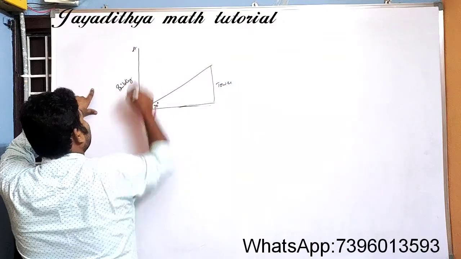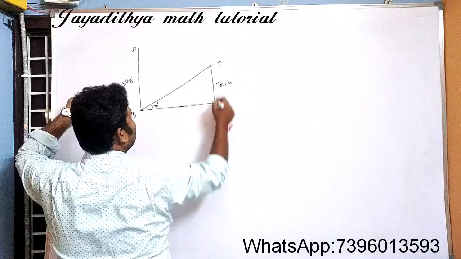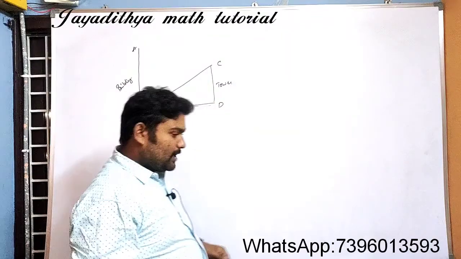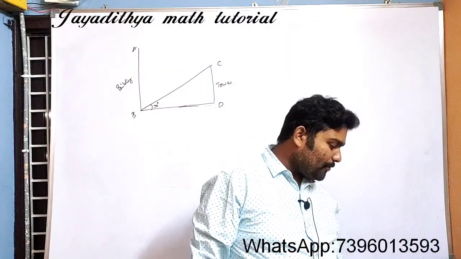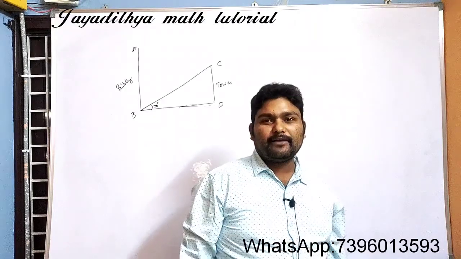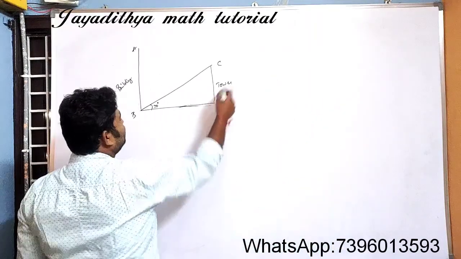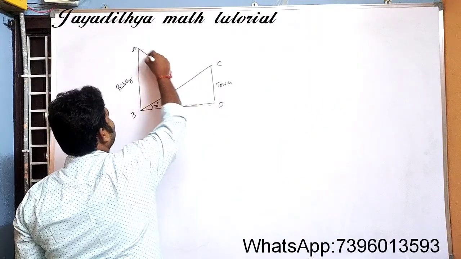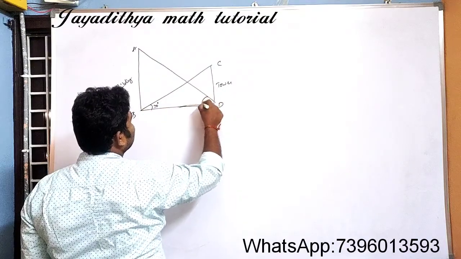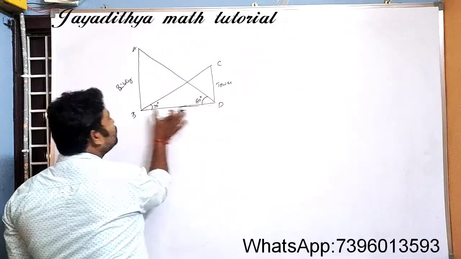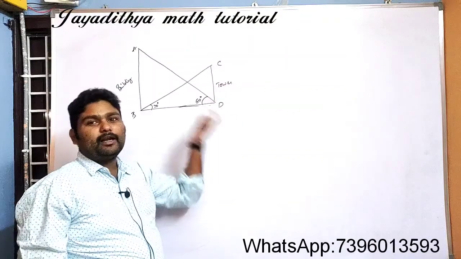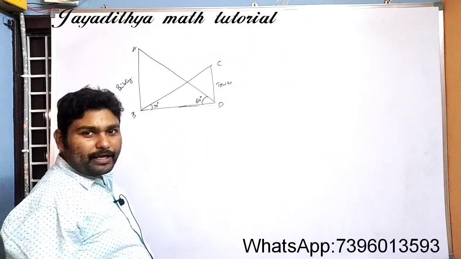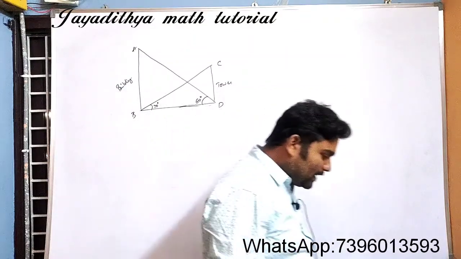Let us take the building as A, B and the tower as C, D. And the angle of elevation of the top of the building from the foot of the tower is 60 degrees. From the foot of the tower, the angle of elevation is 60 degrees. So by looking at the angles, we can easily judge that the tower is smaller than the building. Okay now, and what is our question now?